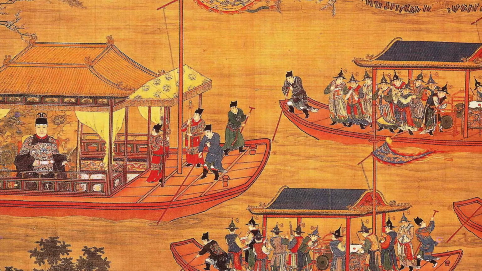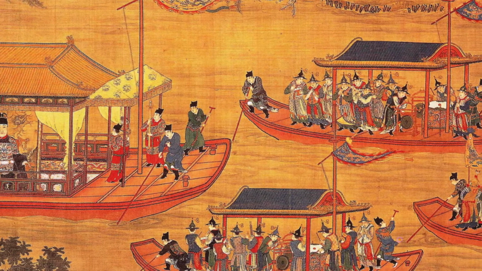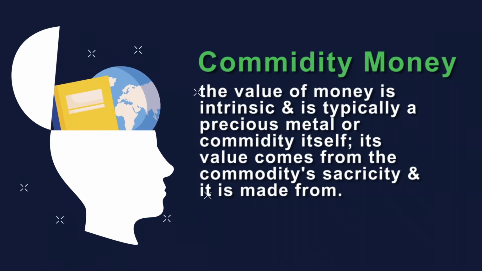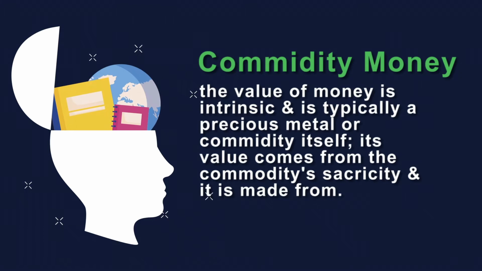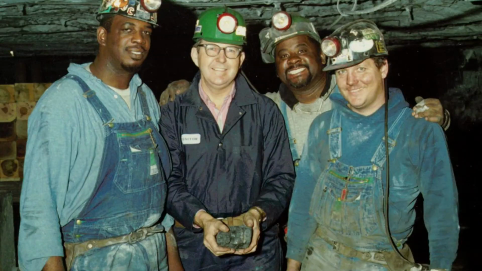Commodity money is as old as money and civilization itself and dates back thousands of years. Commodity money is where the value of money is intrinsic and is typically a precious metal or commodity itself. Its value comes from the commodity's scarcity and what it's made from. Some examples of commodity money that have been used can be gold, silver, and even beads.